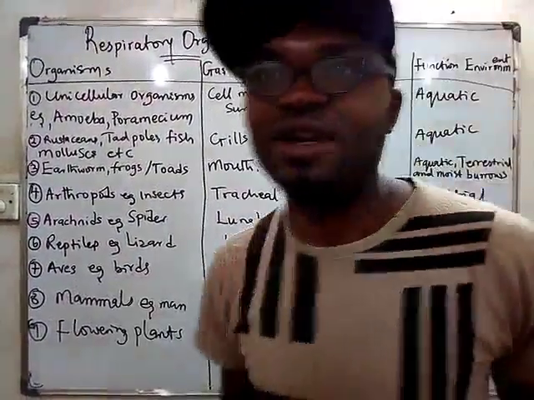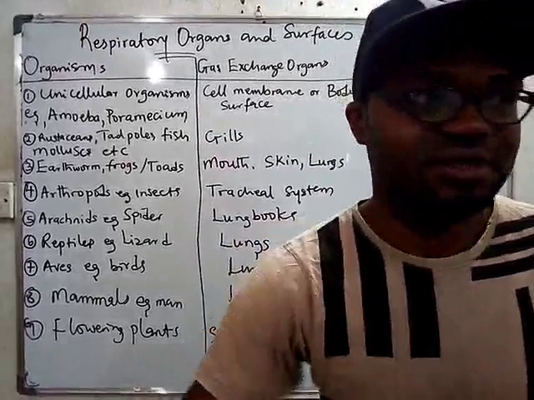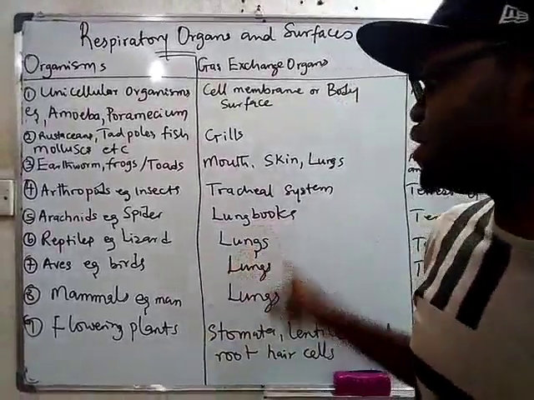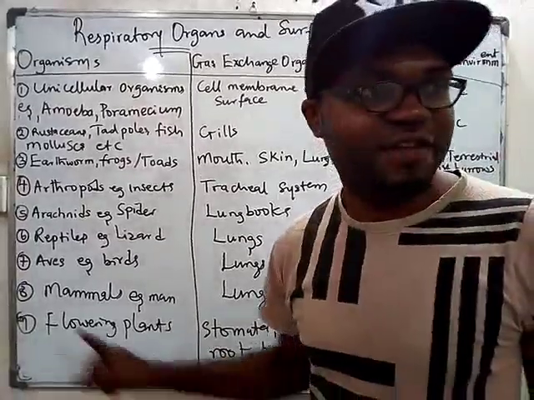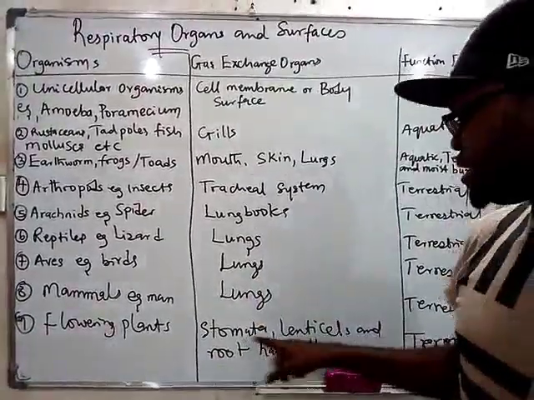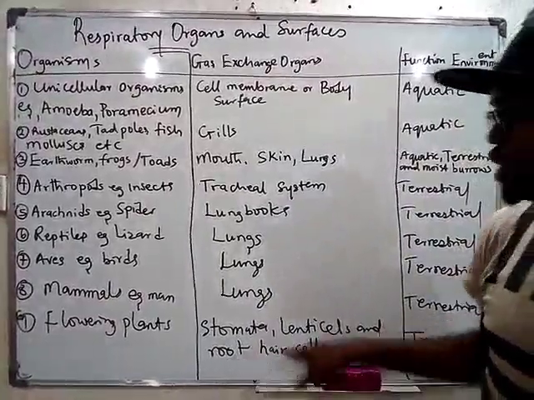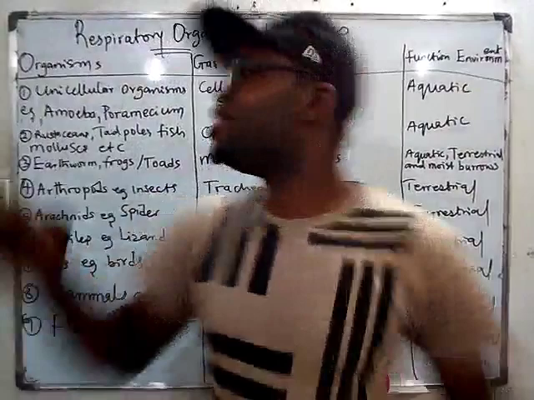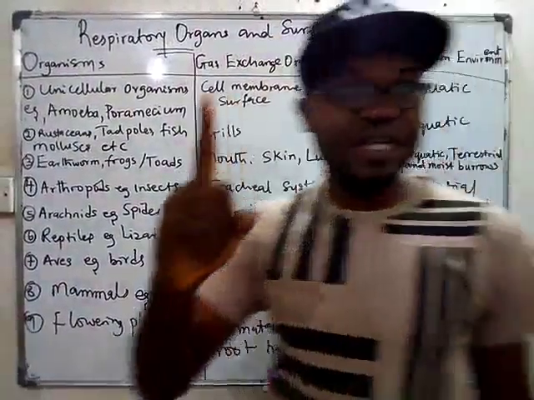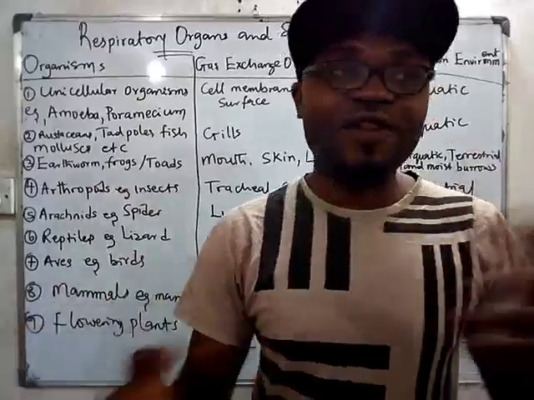Reptiles, lizards, all of those reptiles, they are also using lungs. So those are the ones that are using lungs. But flowering plants are using stomata, lenticels, and root hair cells. So very, very important. You need to know the respiratory organ or surface for all the different kinds of animals.